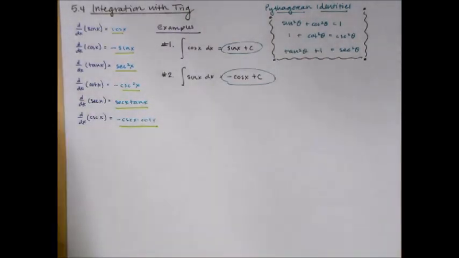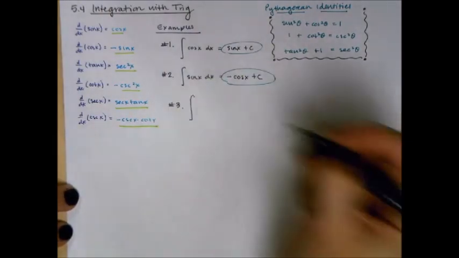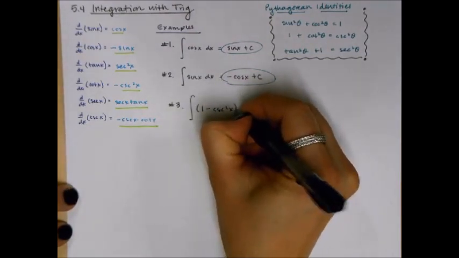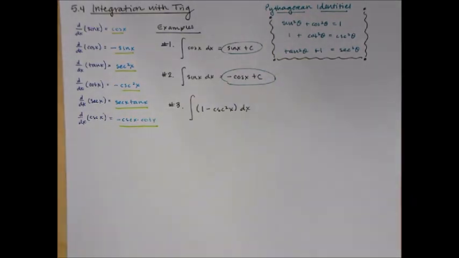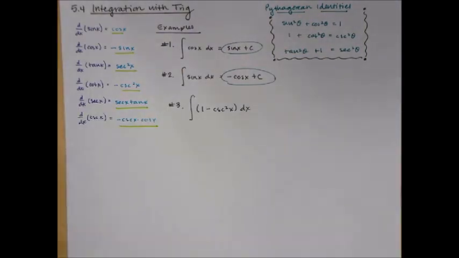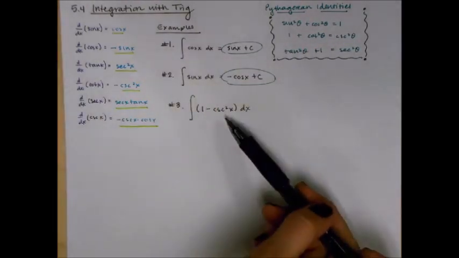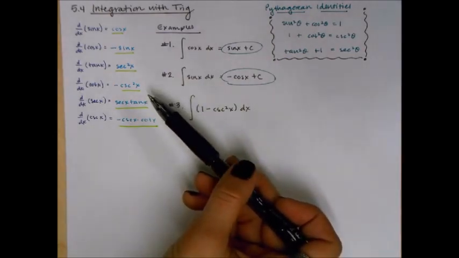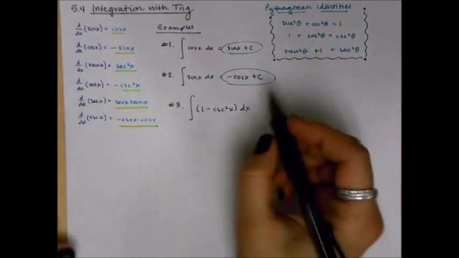So example number 3. One minus cosecant squared. We either can integrate each piece individually if cosecant squared is one of our options, or we might have to use a Pythagorean identity. Anytime you notice values that are squared, that might come up. So I'm looking first to see if cosecant squared can be integrated on its own, and if it's in my list, which it is. Negative cosecant squared is the derivative of cotangent. So we're going to integrate each piece individually.